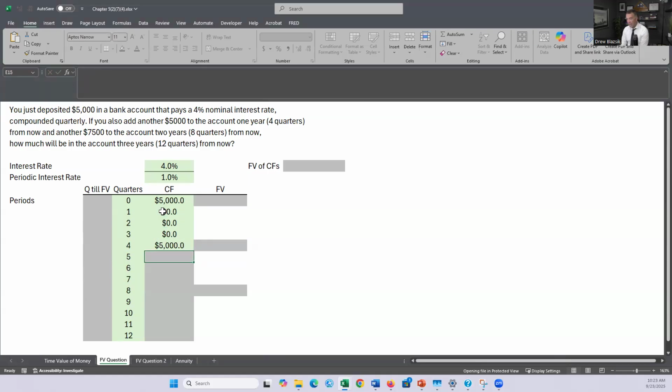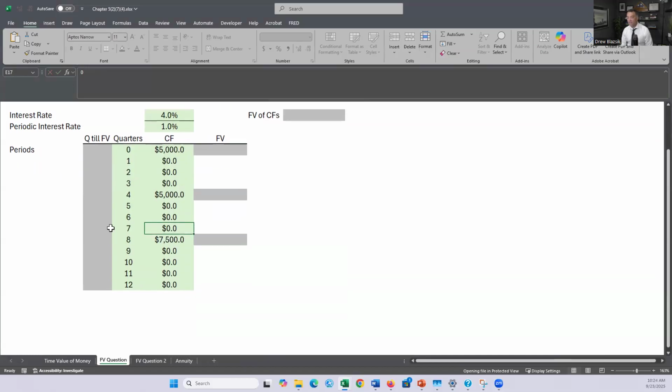And then we see that we added another $5,000, or I'm sorry, 7,500, 8 quarters from now. That means the 5th quarter is 0, 6, 7. And then the 8th quarter, we added some money, 7,500. And then that means the rest of it, we didn't add any money. So we added at time 0, the 4th quarter and the 8th quarter. How much will be in the account 3 years, 12 quarters from now?